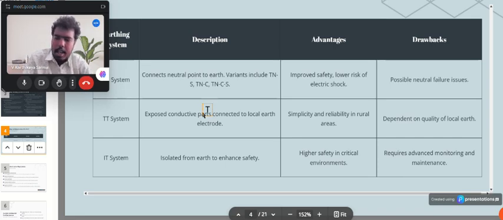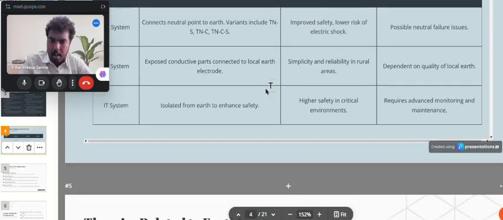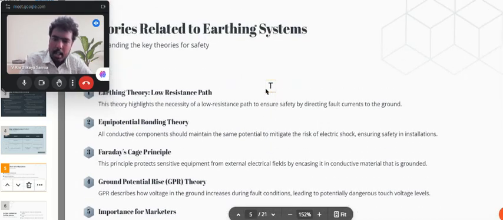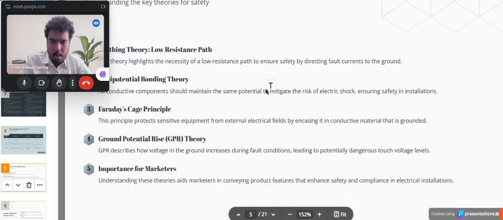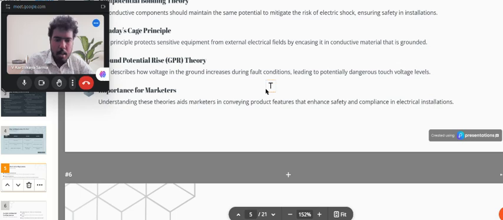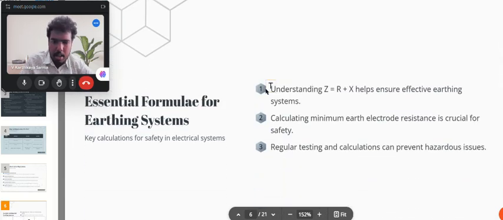So we connect one of the wires to the ground. Even in our homes, in the sockets, we have the phase and neutral wires, where the neutral wire, represented with a black color, is earthed. The theories related to earthing are the low resistance theory, equipotential bonding theory, Faraday's cage principle, and ground potential rise theory. Amongst these, GPR theory is the one which many people understand and accept.